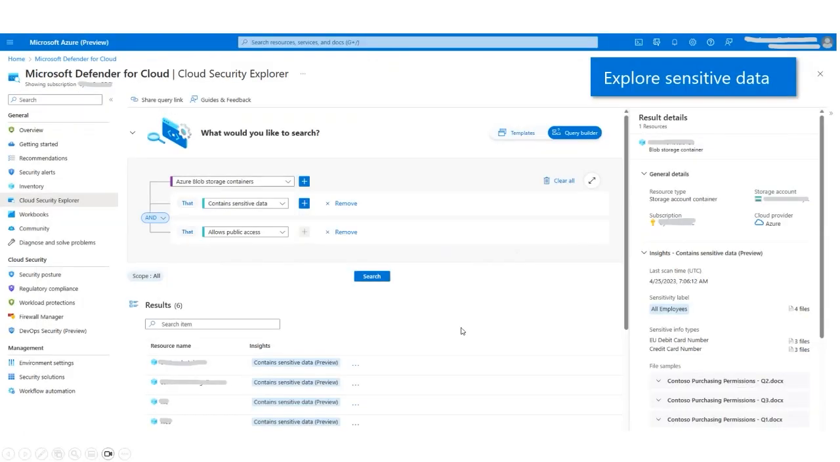Moving to the Cloud Security Explorer, we have here an example of all the information that we can get. So for example, here we are looking at a container, and I created a query that looks for all the containers that contain sensitive data and allow public access. I get a list over here, and by looking at the result details, I can also get into the various files that are here, the sensitive information types, and also the sensitivity level that this container has on it. So again, this matches or completes the classification across my organization.